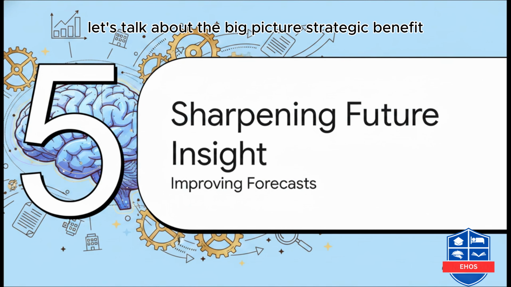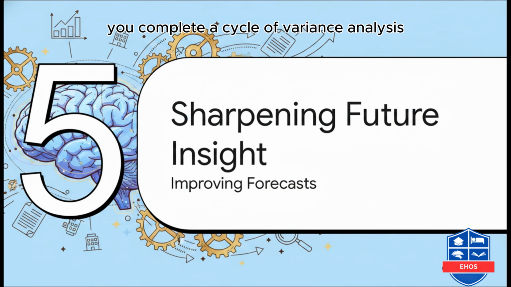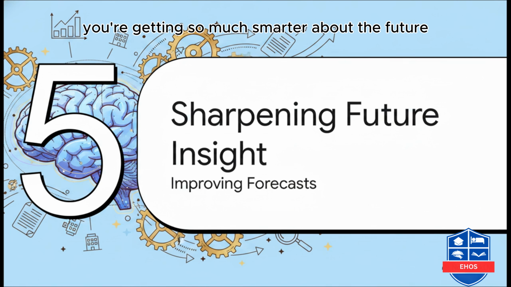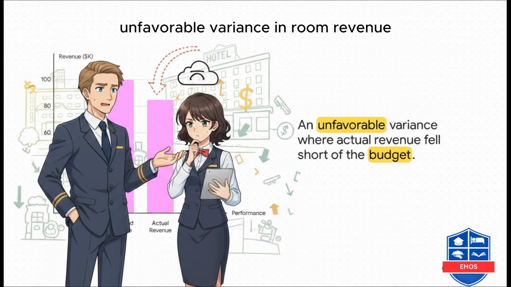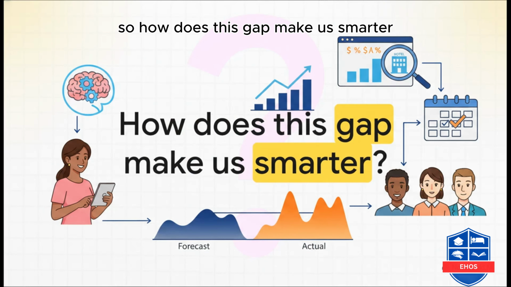And finally, let's talk about the big picture, strategic benefit. Because every single time you complete a cycle of variance analysis, you're not just fixing something that happened in the past, you're getting so much smarter about the future. Take a look at this chart. You can see a pretty significant unfavorable variance in room revenue. The budget was optimistic, but the actual results just didn't get there. Seeing a gap like this visually is powerful, but the real question is, what do we do with this new information?